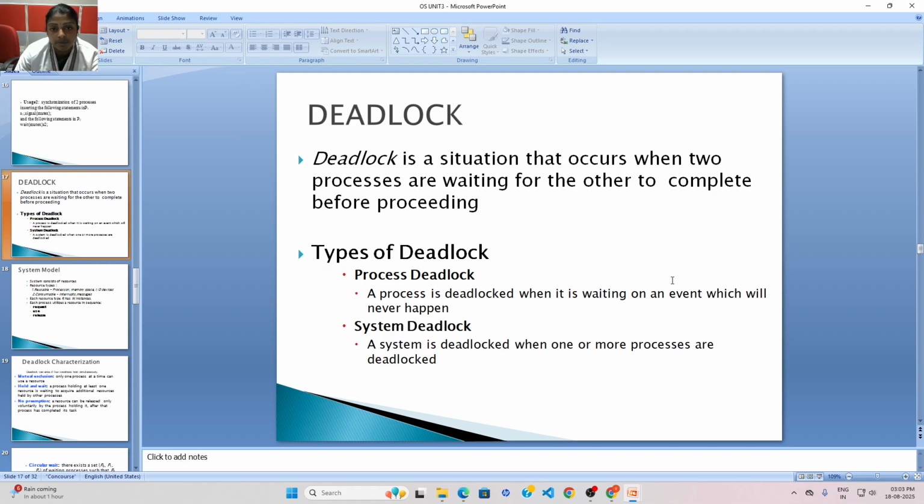Next, a deadlock is a situation that occurs when two processes are waiting for each other to complete before proceeding. If many jobs are allocated, it is called a queue, which is first in, first out. The deadlock proceeds like a first-in, first-out situation. Next, what are the types of deadlock? Process deadlock and system deadlock. What is a process deadlock? The deadlocked process is waiting for an event which will never happen. Next, system deadlock: one or more processes will be deadlocked.